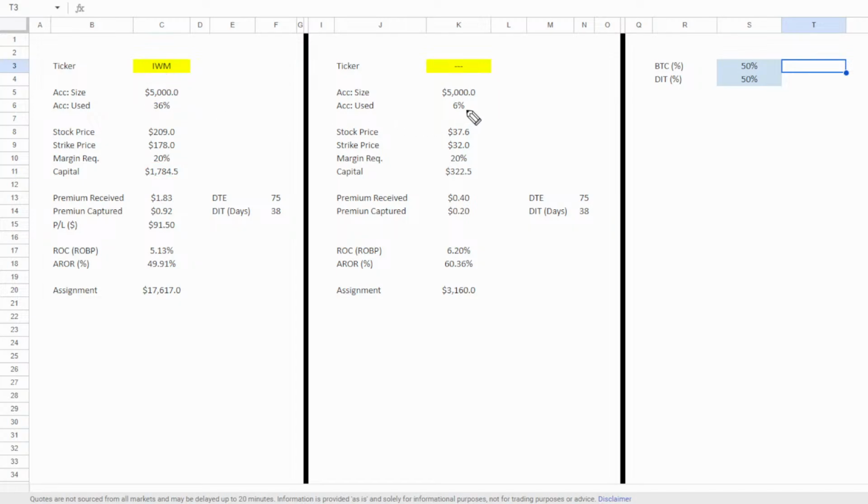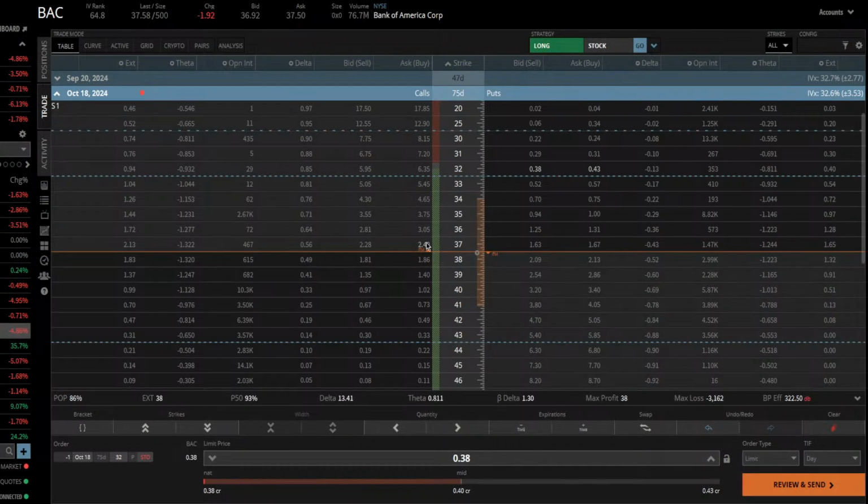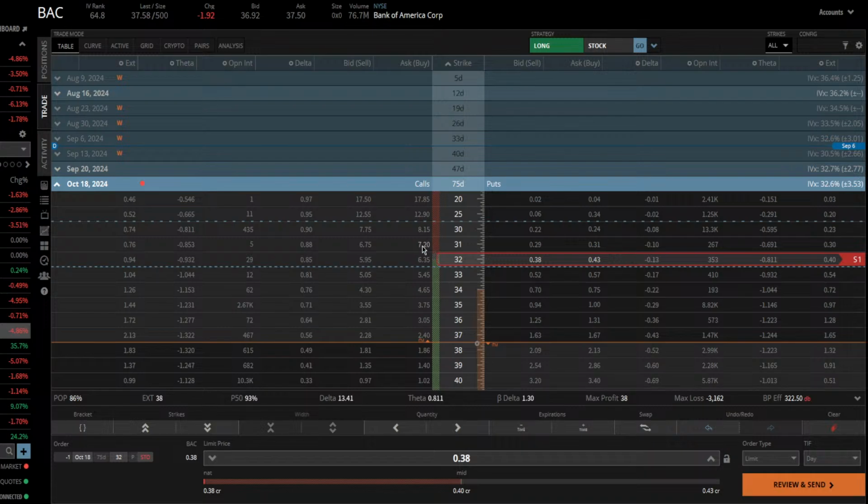As you can see, this one here is actually Bank of America. Let me go back and update here, BAC. So if you go back to TastyWorks now, let me open the chain. Same thing as I said before, but now on TastyWorks again. In this case, our strike price is $32, and our delta is roughly 12 deltas.